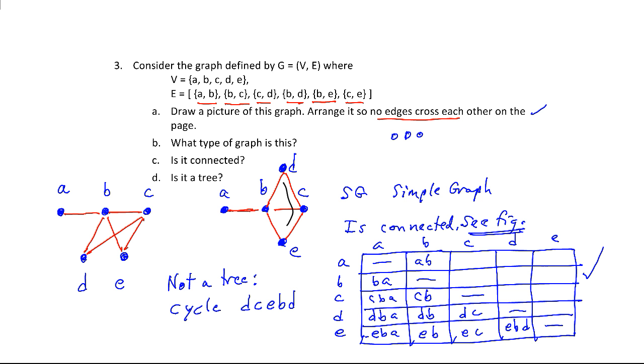Well, there's multiple cycles. We could just choose one of these little triangles as our cycle, but we also have that great big thing. All it takes is one cycle to prove that it's not a tree. So, hope that helps with this example.